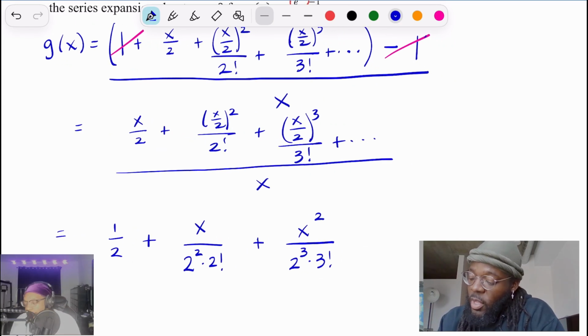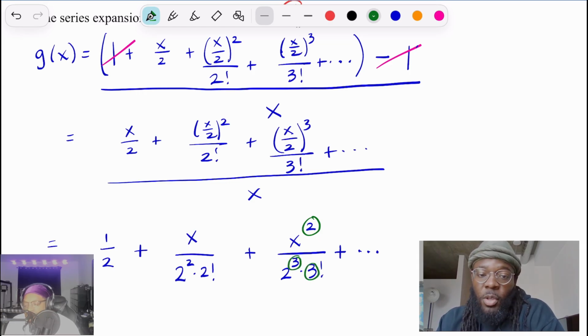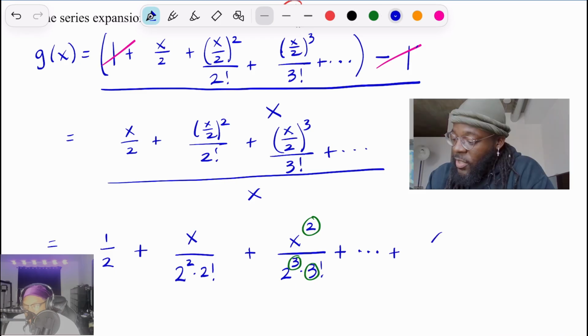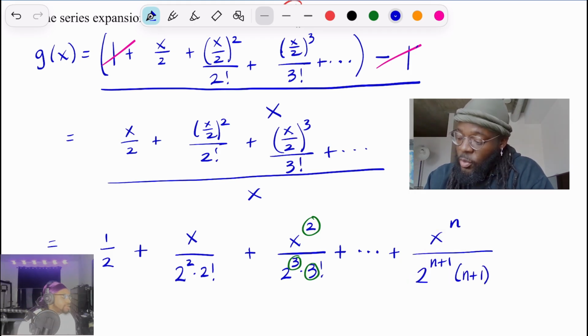And they want the general term as well. So I'm going to go ahead and put plus dot dot dot. Now, if I extrapolate this pattern, it looks as though the exponent on x is going to be 1 less than the power on the 2 and the factorial here in the denominator. So I'm going to say, well, plus, if this is x to the n, then the denominator should be 2 to the n plus 1 power times n plus 1 factorial. And then don't forget your dot dot dot because this is an infinite series.